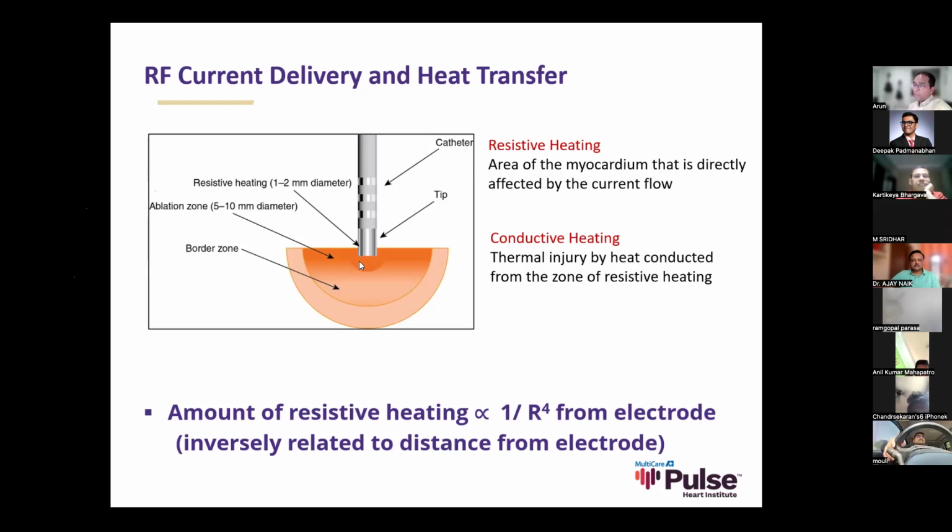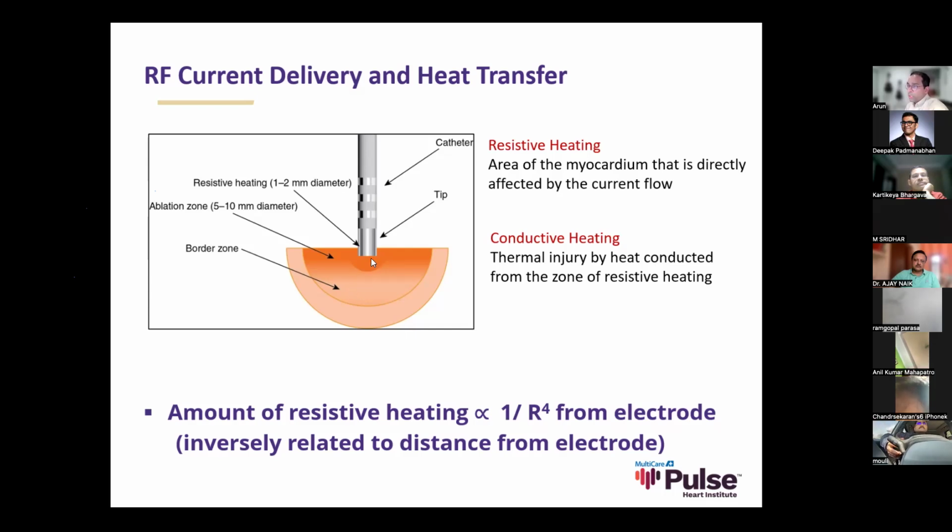You create a havoc inside the tissues, and that leads to resistive heating. Once that resistive heating zone is completed, the heat actually conducts through the rest of the tissue, and then you have something called conductive heating. When we say conductive heating, it's a simple thing. What we're trying to say is that it is not in contact with the catheter itself, but it is getting heated because of the heat that is generated in the adjacent tissue. That's basically what it means.